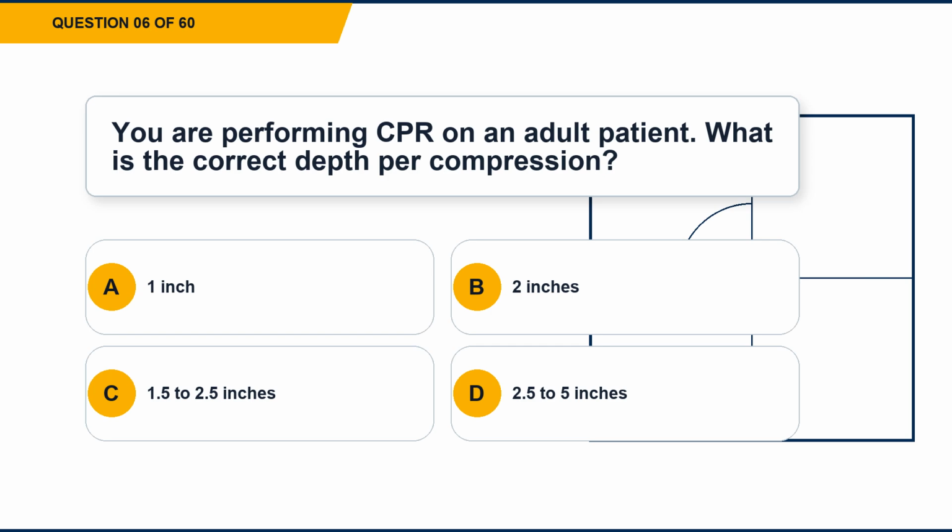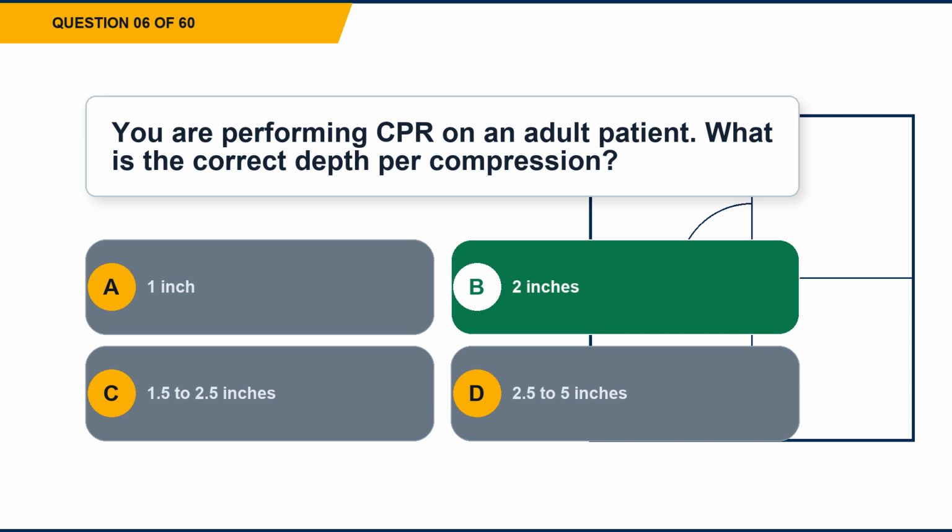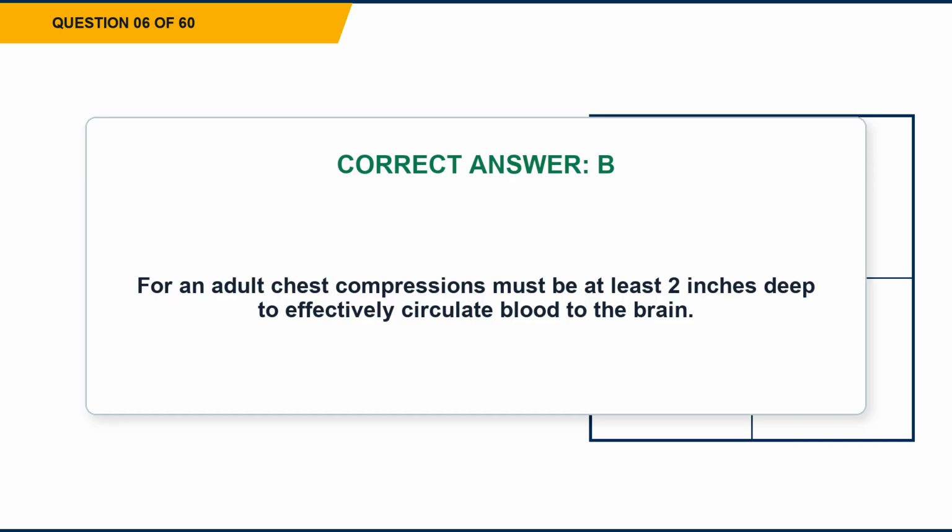Question 6. You are performing CPR on an adult patient. What is the correct depth per compression? Option A. 1 inch. Option B. 2 inches. Option C. 1.5 to 2.5 inches. Option D. 2.5 to 5 inches. The correct answer is option B. 2 inches. Explanation. For an adult, chest compressions must be at least 2 inches deep to effectively circulate blood to the brain.